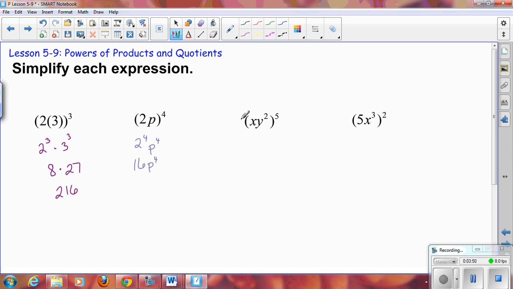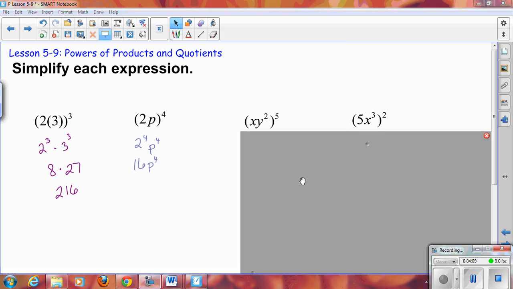Now I would like you to try this problem and this problem on your own. So you need to press pause on your playback, work the problems out, and then press play to see how you did. Okay, let's see how you did.